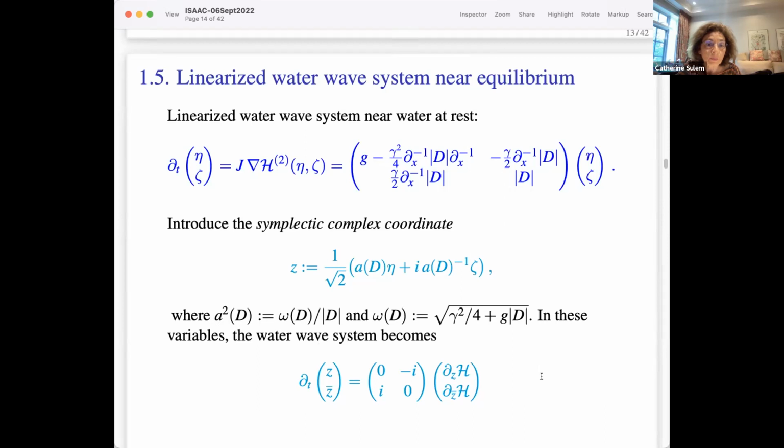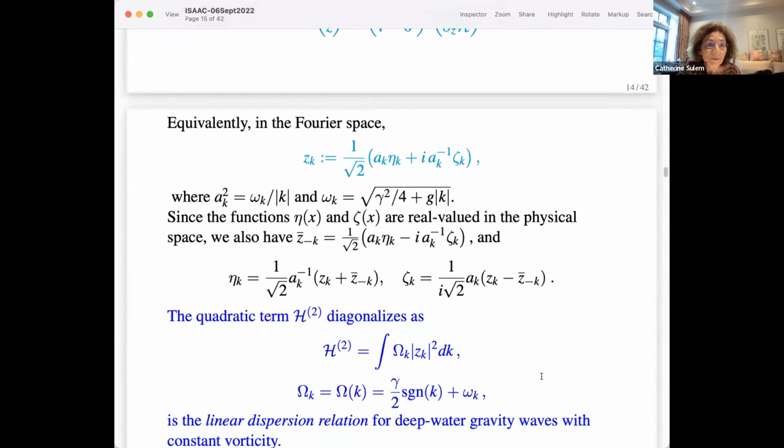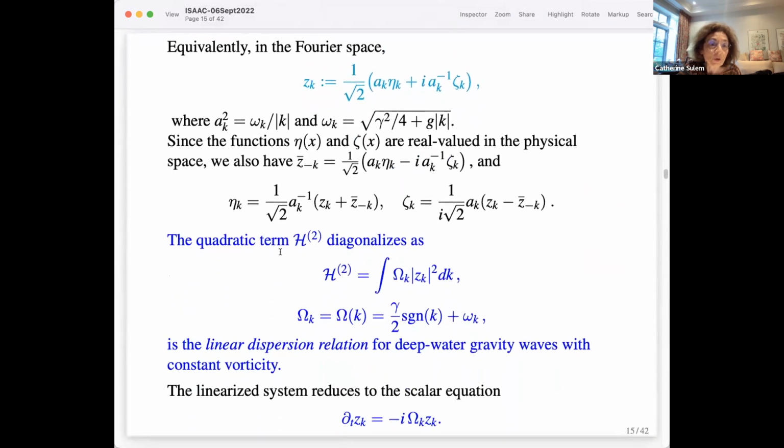In particular, here in the first term, the quadratic term, the Hamiltonian is expressed as the integral of omega k times zk squared, which is the canonical form in the variables that diagonalize the leading quadratic term in the Hamiltonian.